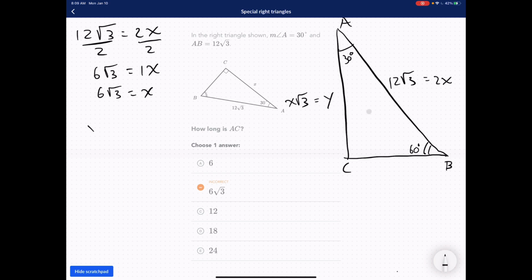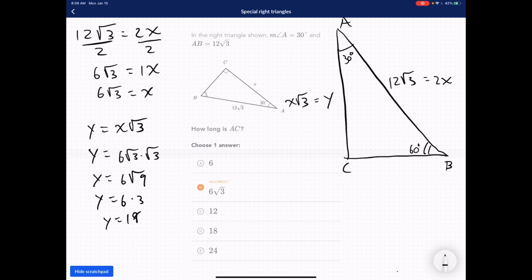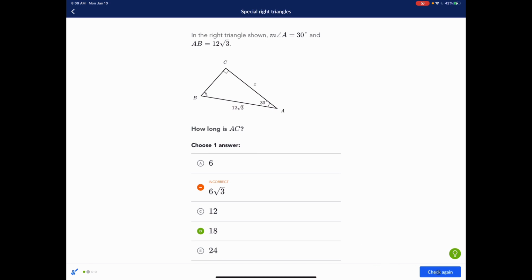So y is equal to what? X square root of 3. X is equal to what? 6 square root of 3. So we plug in x right there. So y is equal to 6 square root of 3 times square root of 3. Square root of 3 times square root of 3 is 9. So we get 6 square root of 9, which is also equal to 3, right? Square root of 9 is 3. So 6 times 3, y is equal to 18. So my answer is 18. Okay? So the answer is 18.